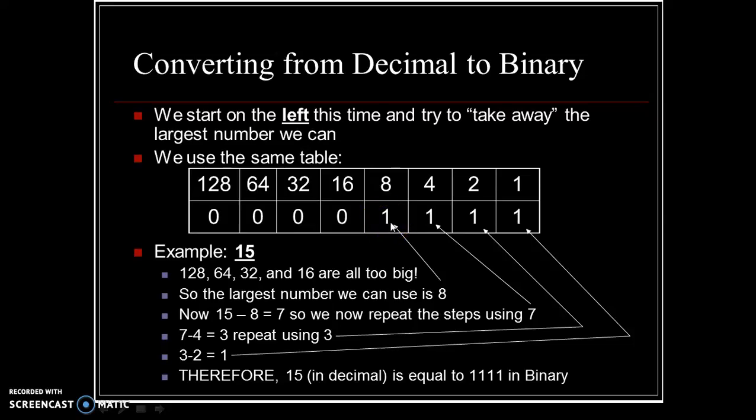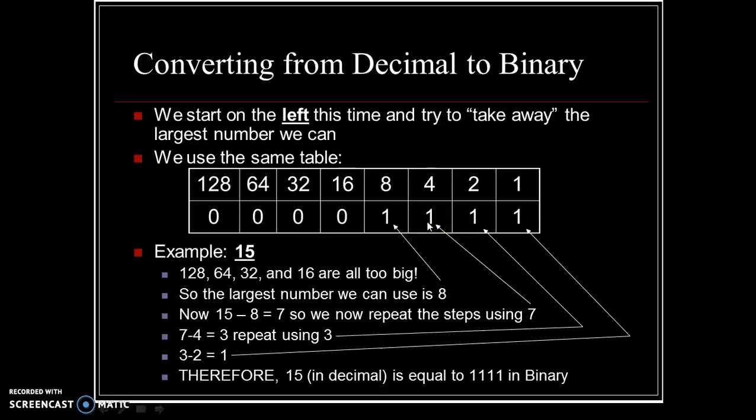Now when we do this, we need to say to ourselves, okay, how much of 15 is not represented by that 8? The way we do this is with subtraction. So we subtract 15 minus 8, which means 7 is still unrepresented by that 1 in the 8's column. So our new problem is just, how do we represent 7 in binary? Well, 7 is bigger than 4, so we're going to need a 4 to represent it, so we can put a 1 in.